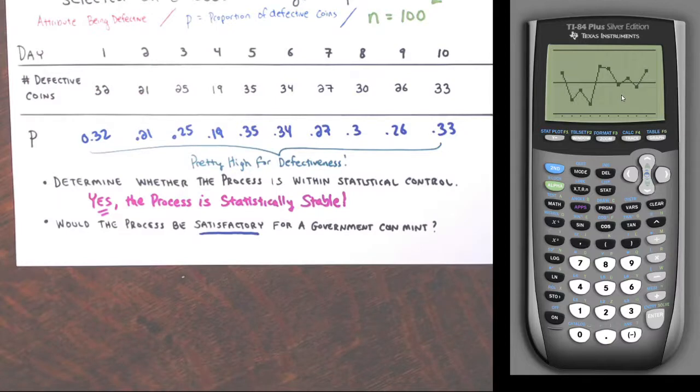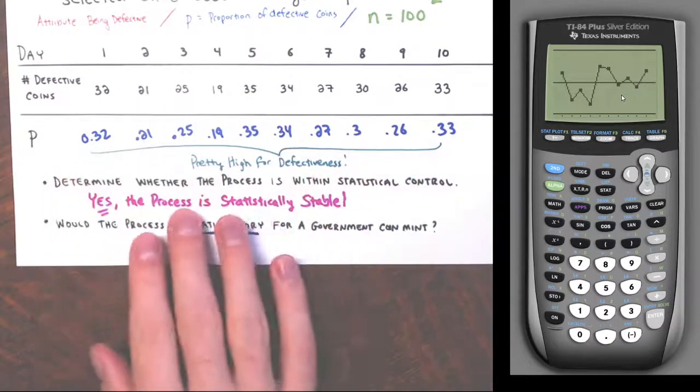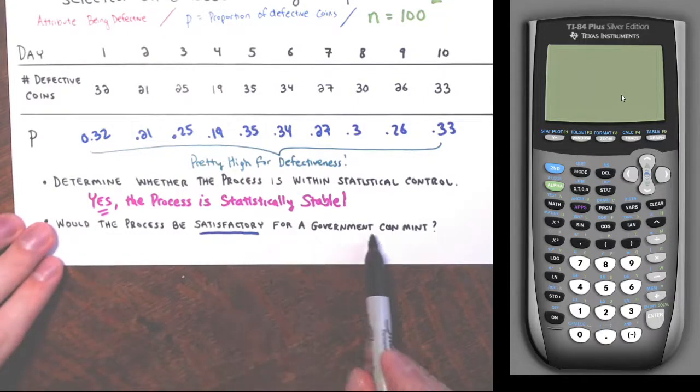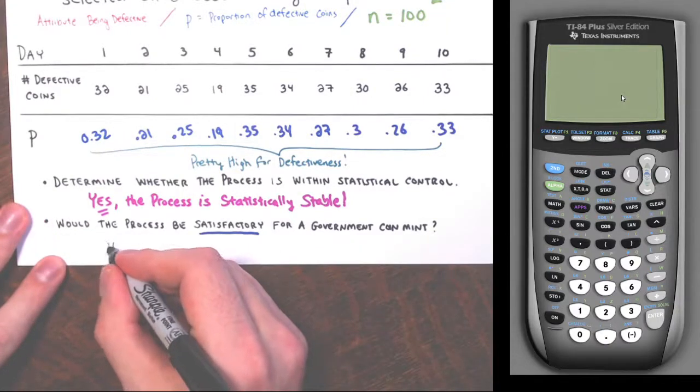Like I mentioned earlier, if we were a government mint, something with high standards, I would expect out of every 100 coins there to be maybe one or two defective coins, not 32, not 21. So sure, the process is consistent, the process is stable, but it is consistently bad. All right. So the process is stable, but would the process be satisfactory for a government coin mint? No.